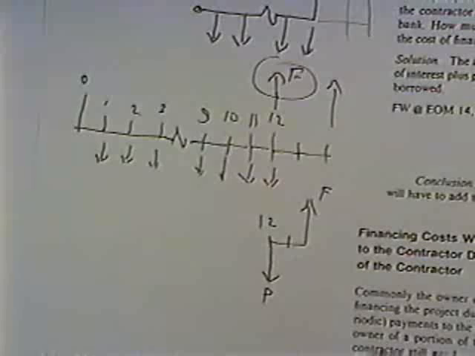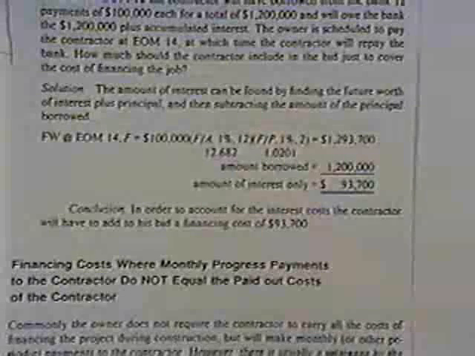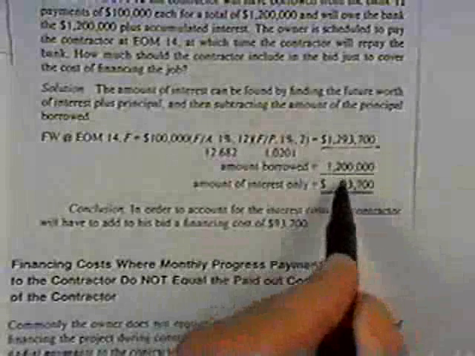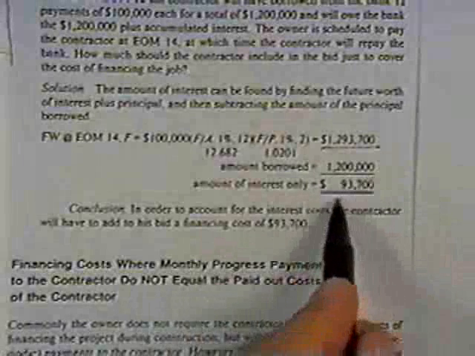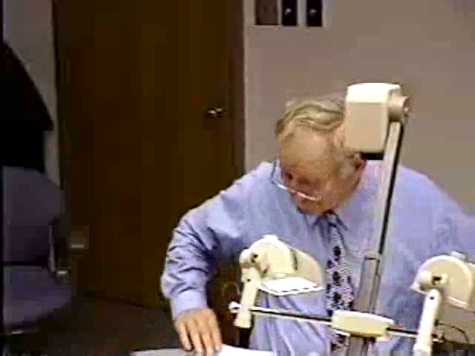Then when you got that, he got $1,293,700. He'd actually borrowed $1,200,000, so the interest is $93,700. So he would put that down as a cost in his bid. Any questions?